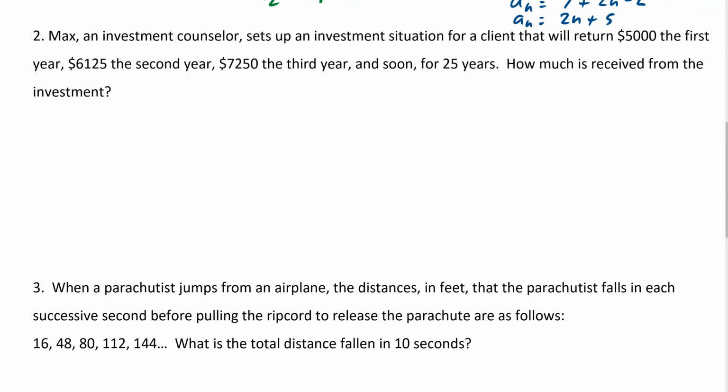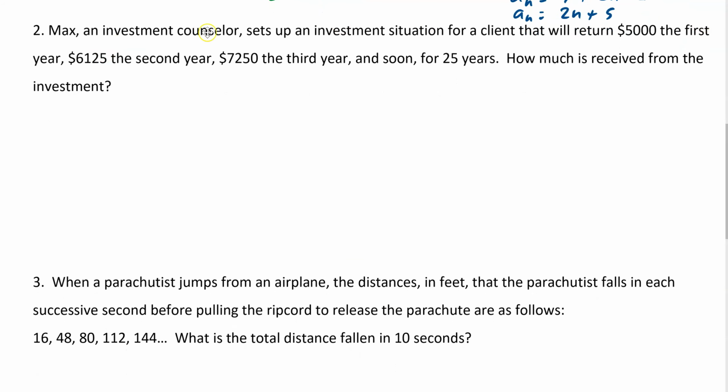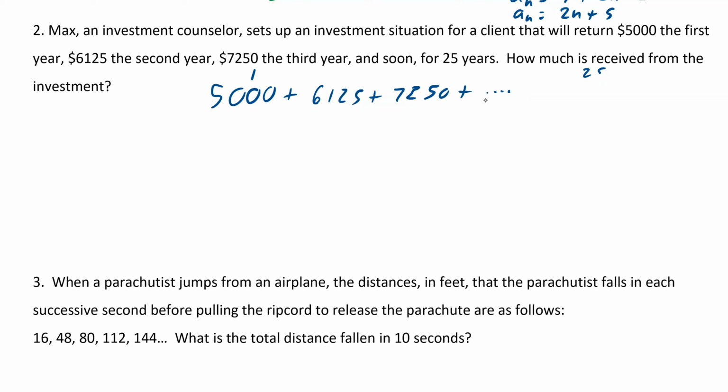Okay, so let's try one of these problems. So Mac's an investor, and he sets up an investment solution for a situation for his client that will return $5,000 the first year, $6,125 the second, $7,250 the third, and so on for 25 years. How much is received from the investment? And so this is a summation. If you think about it, we're going to get $5,000 plus $6,125 plus $7,250 plus and so on for 25 terms. All right, 25. So that's what we're looking for all the way to here.